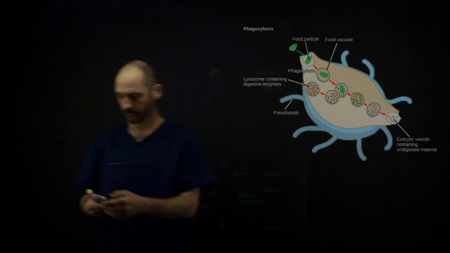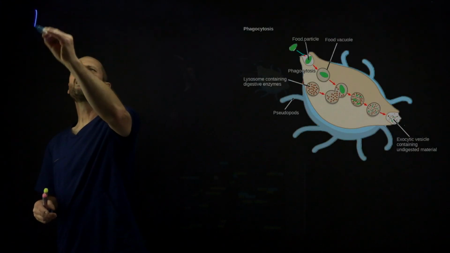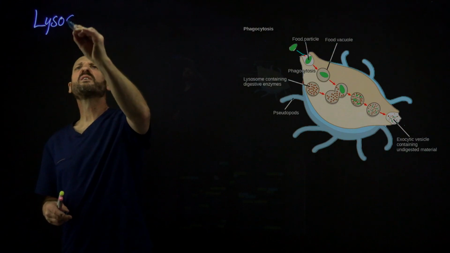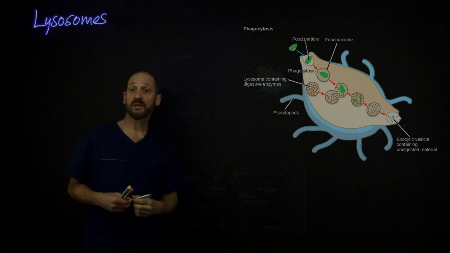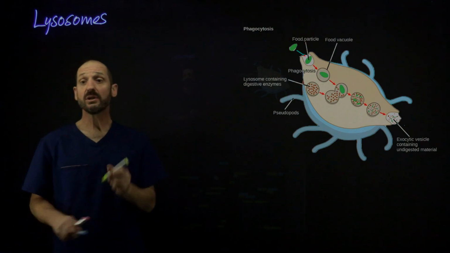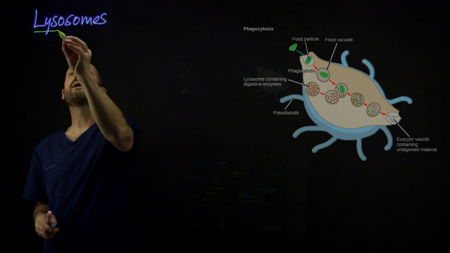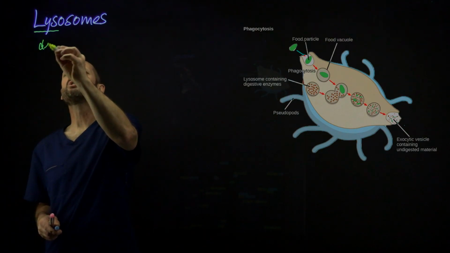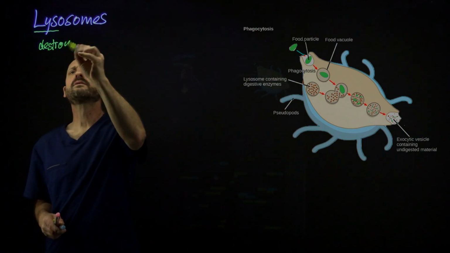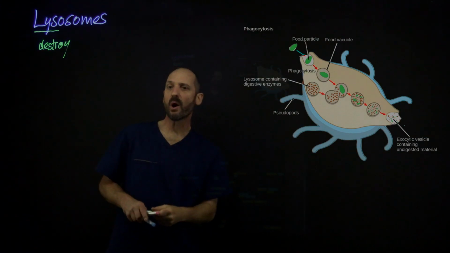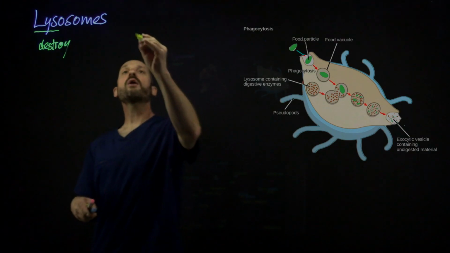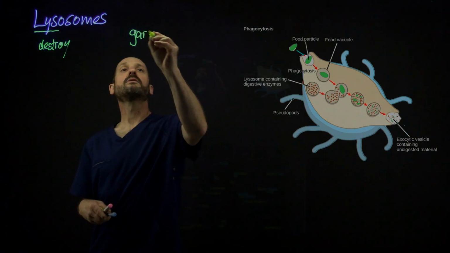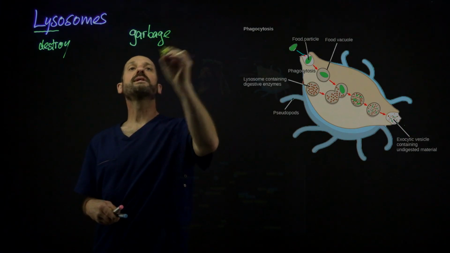Lysosomes are found in animal cells. Lys means to die or destroy. L-Y-S, destroy. And some again is body. So what lysosomes are, they're actually the garbage disposal of cells. Garbage disposal.